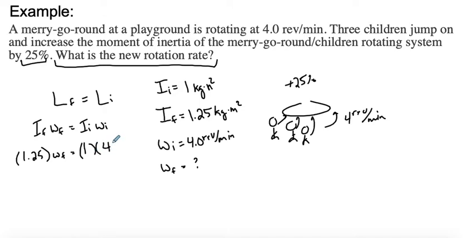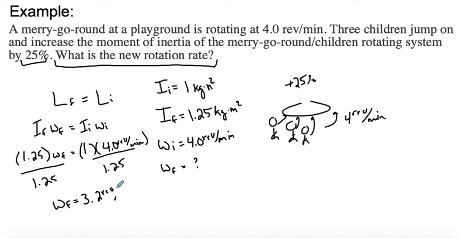and 4.0 revolutions per minute. This turns out to be some fairly simple math because we're looking for that. So we just divide both sides by 1.25, and we're going to get a final angular velocity of 3.2 revolutions per minute.